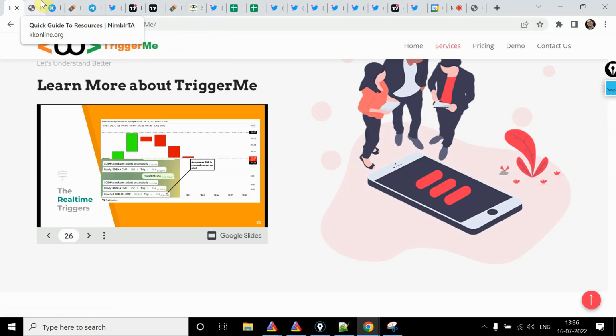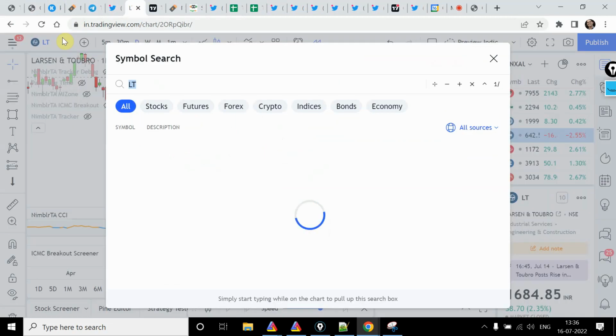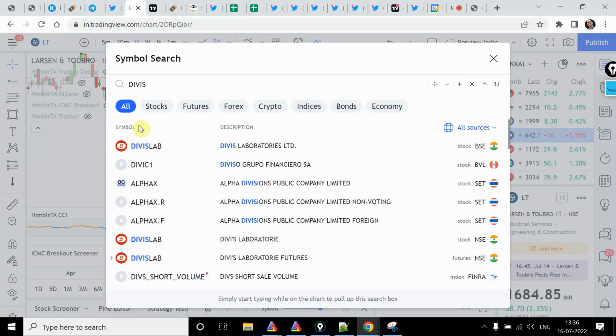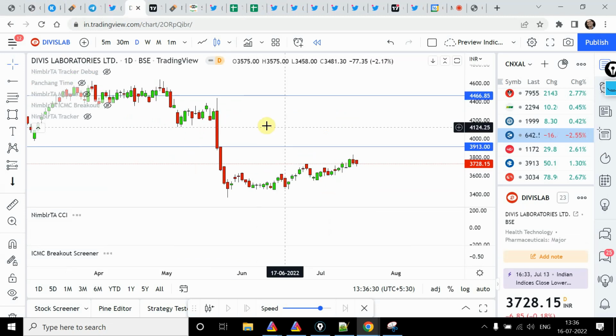Can you just show it for one of the stocks? You just put Divi's Lab. Okay, Divi's Lab. Krishna sir, yes, please.